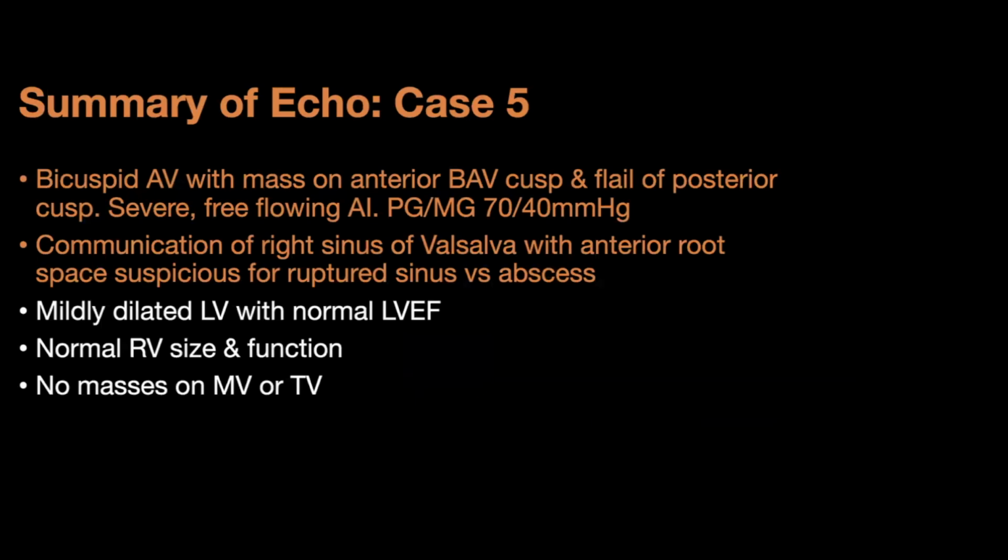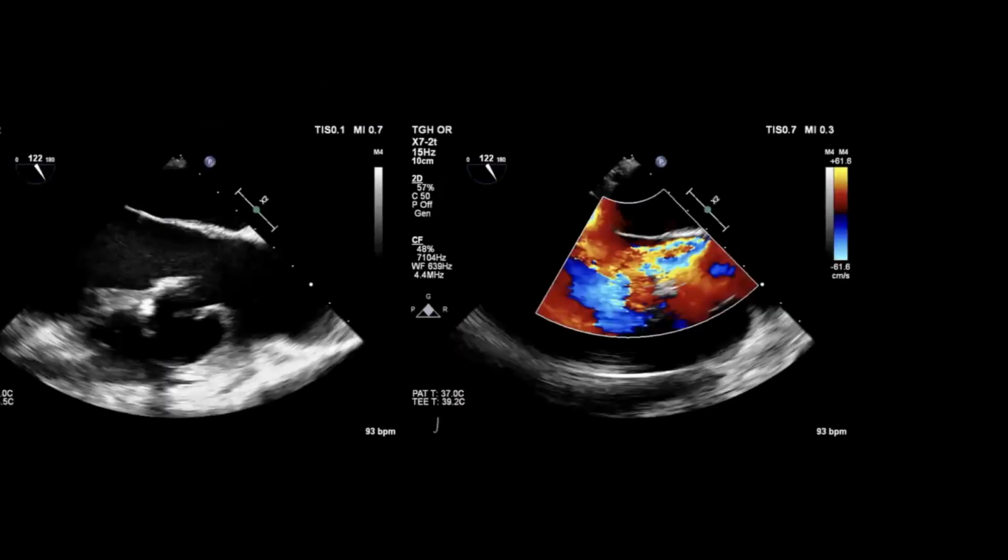And then it was formally read afterwards. The bicuspid aortic valve had a large mass on the cusp, with a split of the posterior cusp as well. There was severe eccentric AI, and there were also elevated gradients. There was communication of the right sinus of Valsalva, a concern with the anterior space, especially for a ruptured sinus versus an abscess. And again, really preserved LV function. There was nothing really seen on the mitral valve or the tricuspid valve from the other images on the study. I was also able to download the TEE for this one.